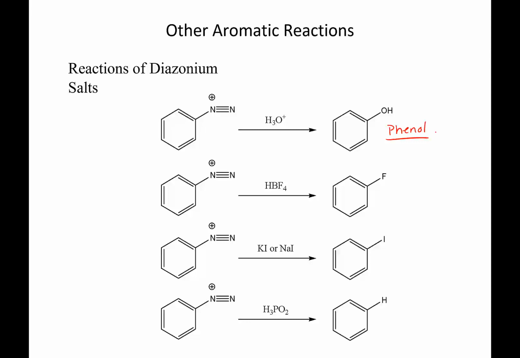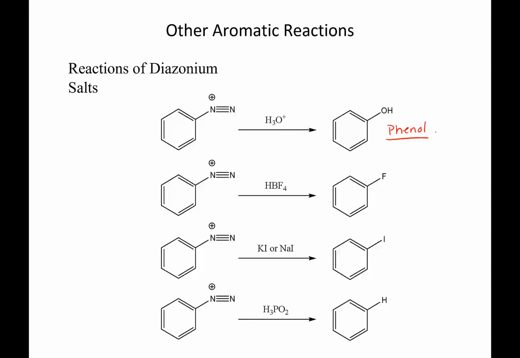If you want to put an iodine on the ring, you could use the diazonium with KI or sodium iodide. And that'll put an iodine on the ring. Notice I'm not talking about the mechanisms of any of these, nor will I. And then if you want to take the diazonium salt completely off and replace it with a hydrogen, you can use H3PO2, which again is kind of a strange acid, but that will put a hydrogen on there. I'm not quite sure why you would want to do that, other than to maybe remove a nitro group or maybe remove an aniline group from the ring. But you can do it if you'd like.